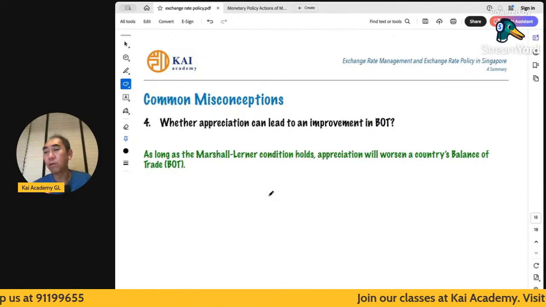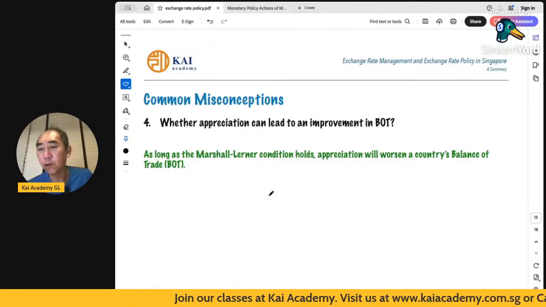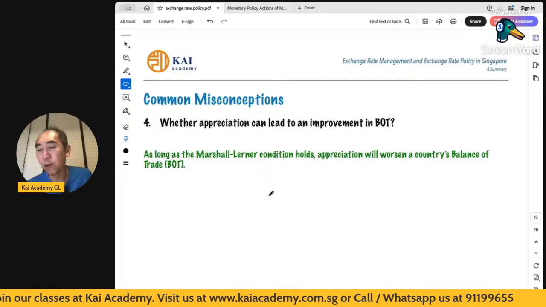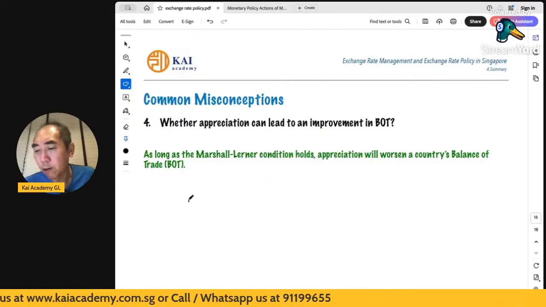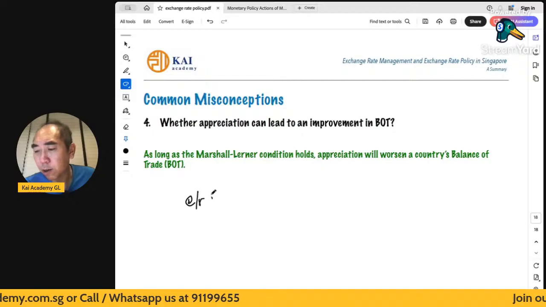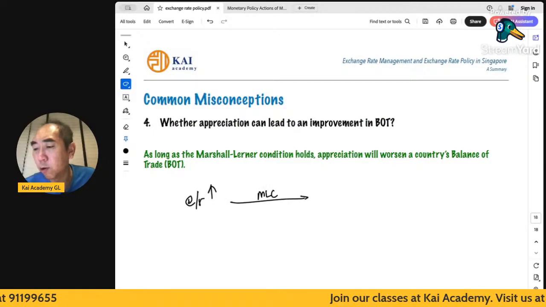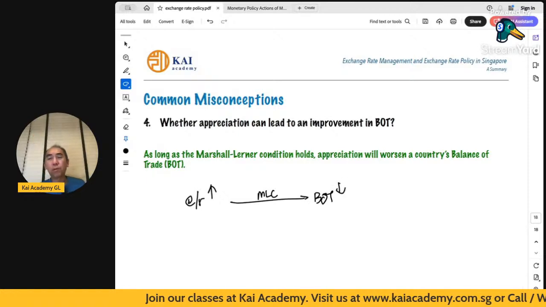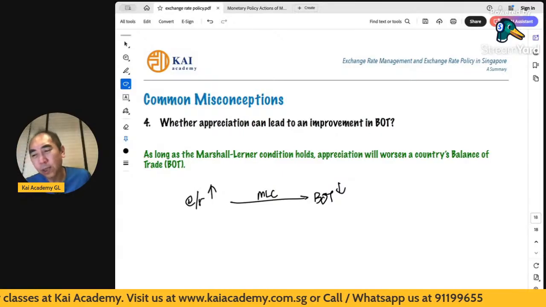Okay, so the last misconception here that a lot of students commonly make is whether appreciation of the Sing dollar will improve the balance of trade of a country. The answer is no, right? When you appreciate the Sing dollar, so when the exchange rate of the Sing dollar increases, for example, assuming Marshall-Lerner condition holds, your BOT has to worsen, right? So your BOT has to worsen rather than improve.